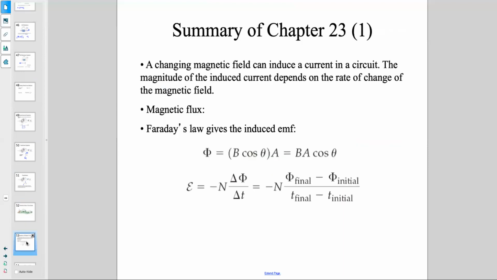So let's take a look at a summary of chapter 23. A changing magnetic field can induce a current in the circuit. The magnitude of the induced current depends on the rate of change of the magnetic field. Okay, so the flux was B dot A, and I can write it as BA cosine theta. If B, A, or theta is changing, then the flux is changing. The change of the flux can induce an EMF.